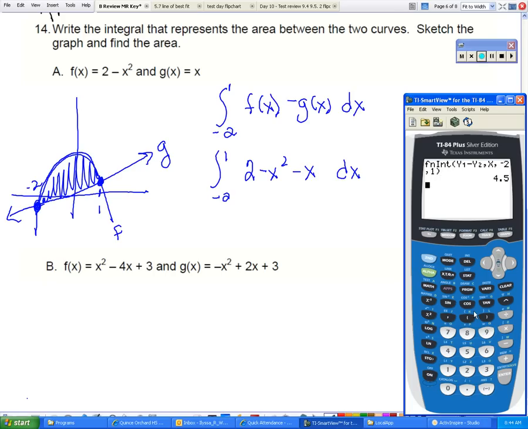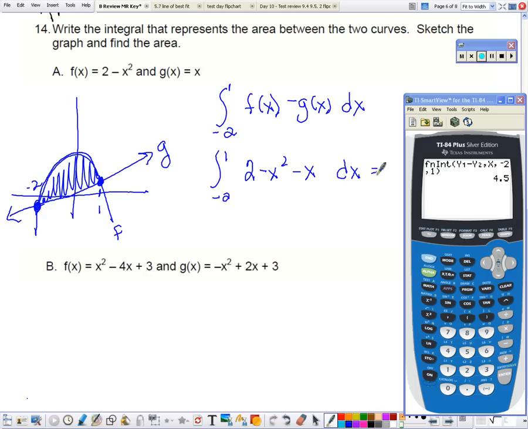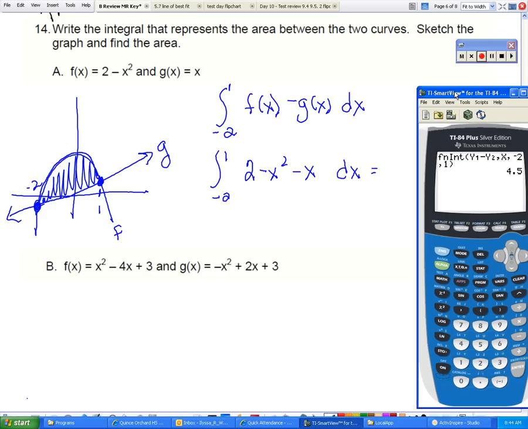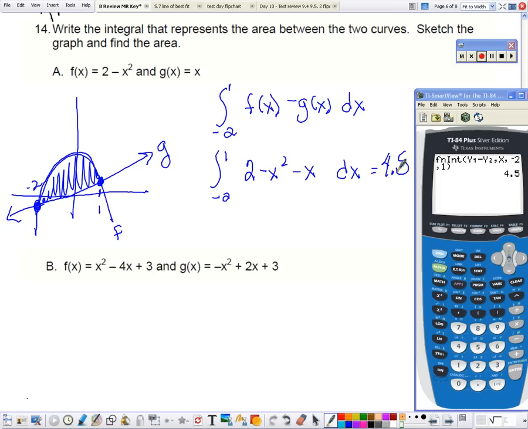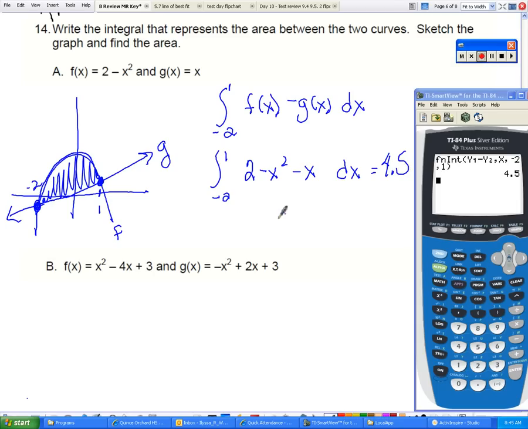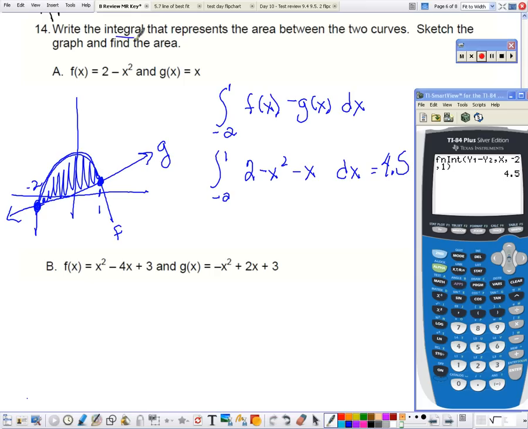We get 4.5. That doesn't make sense. Yes, it does. Sorry, I was thinking because this was negative, we would want the total area, but I should read the directions carefully. We want the integral and the area between. So if we just evaluate the integral, we'll get that area, so 4.5.